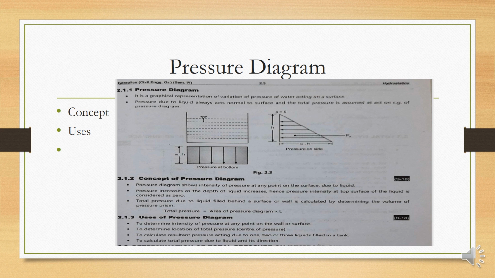Actually, by using the pressure diagram, you can get the exact location of the pressure. Third one is to calculate the resultant pressure acting due to one, two or three liquid fields. Means if there are two or three liquids, not one, then you can find the resultant pressure by using the pressure diagram. And last one is to calculate the total pressure due to the liquid and its direction.